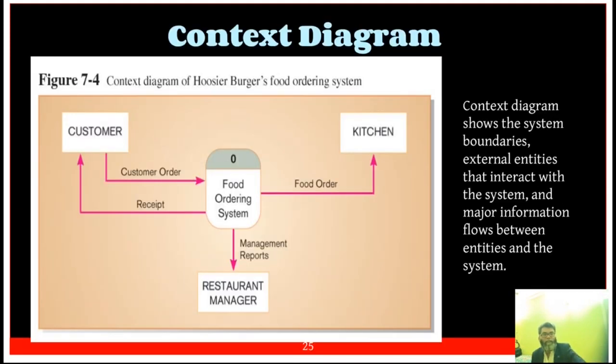So here certain diagrams are described, starting from the context diagram. It shows the system boundaries, external entities that interact with the system, and major information flows between the entities and the system. So the system is given as a food ordering system. The inputs are from the customer, to the kitchen, and to the restaurant manager. This is a context diagram of Oyster's Burgers food ordering system.